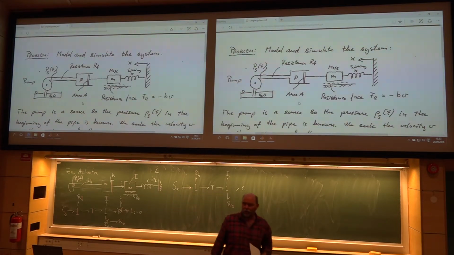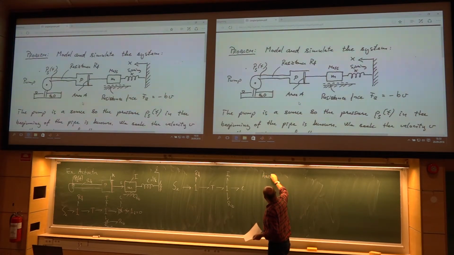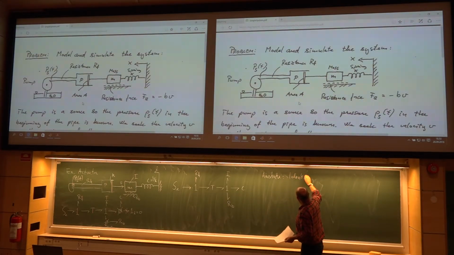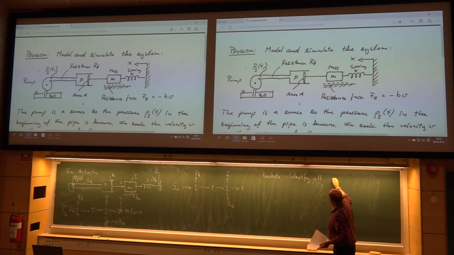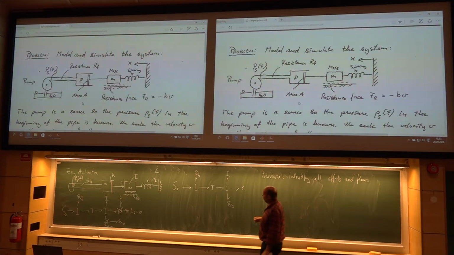Okay, now we have the bond graph. Let's try, if we can, to annotate this bond graph. Identify all efforts and flows on all the bonds.